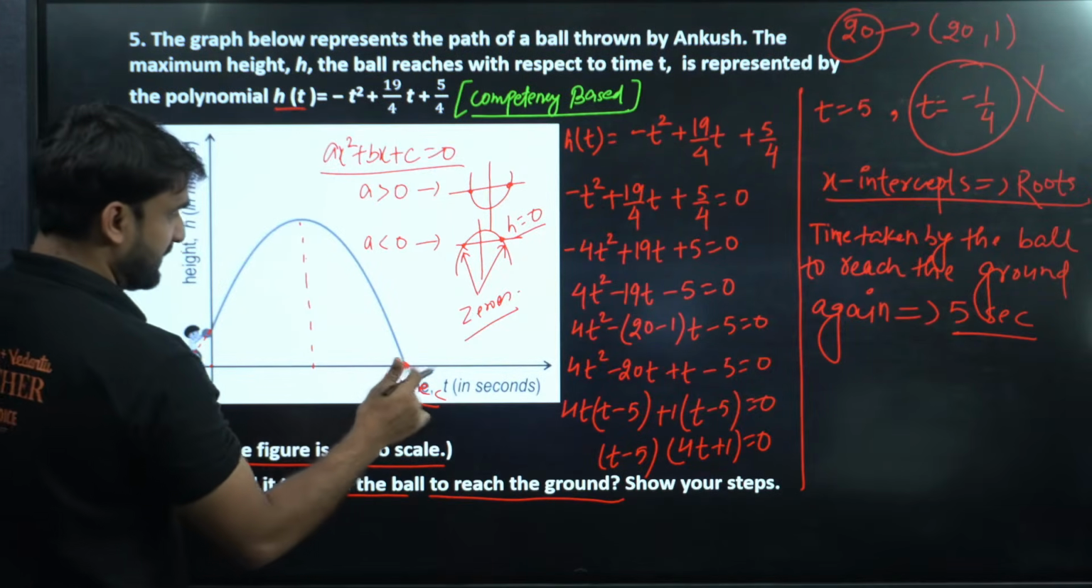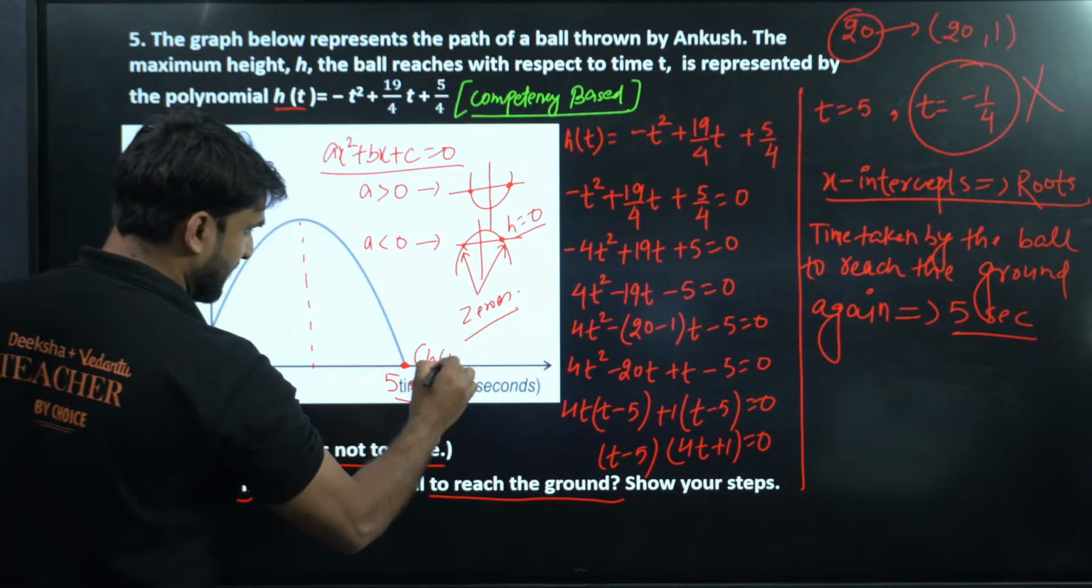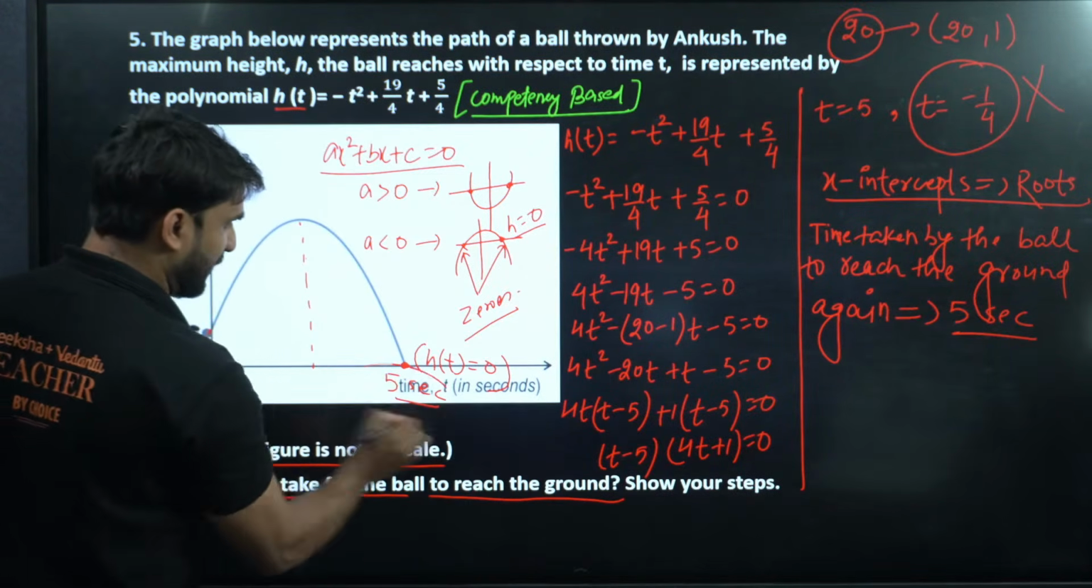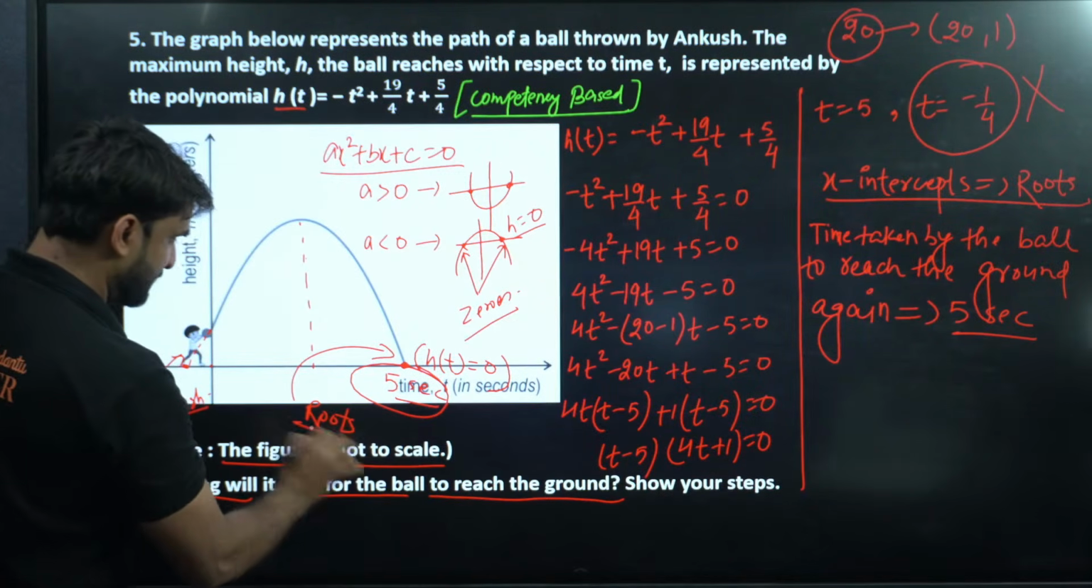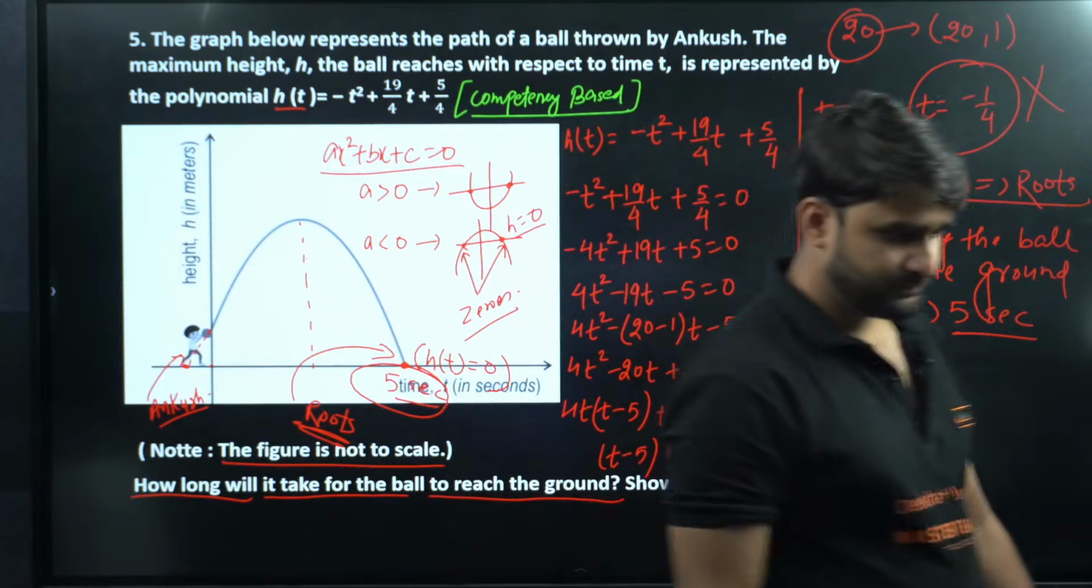So this is all about here. At this point, ht will be 0, but this point will be the x coordinate. This point will give you the roots 0. Clear, everyone?